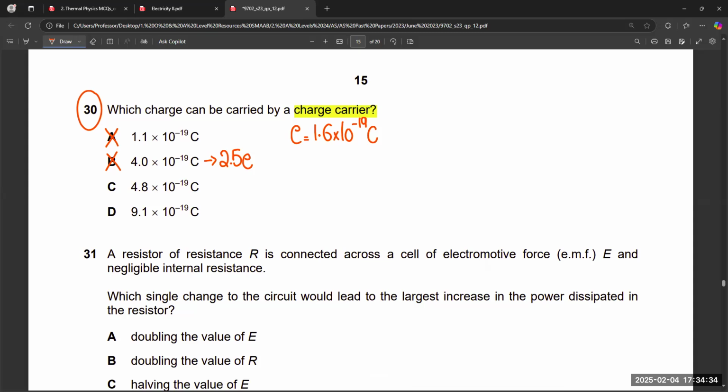So 4.8 exponent minus 19, or just 4.8 divided by 1.6, gives you the value 3 times the charge. So this is possible. And the last option, 9.1 divided by 1.6, again is in decimals, 5.68. This is also not possible, right? So only option C is the value of the charge carried by a charge carrier, because it gives you a proper round value of 3 electrons.